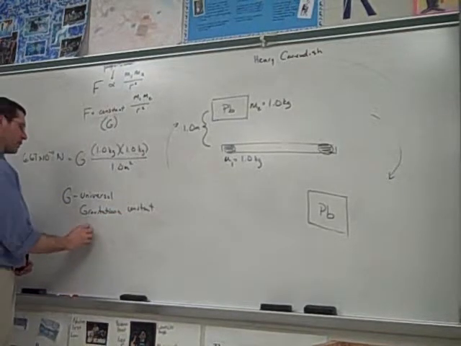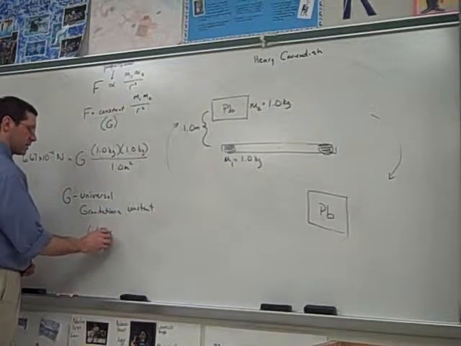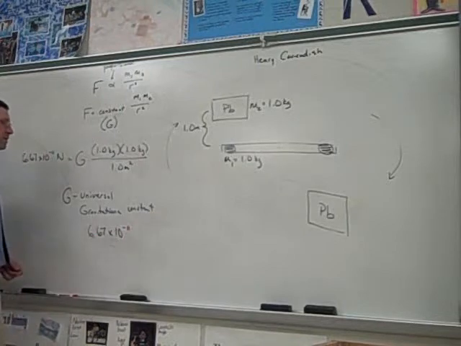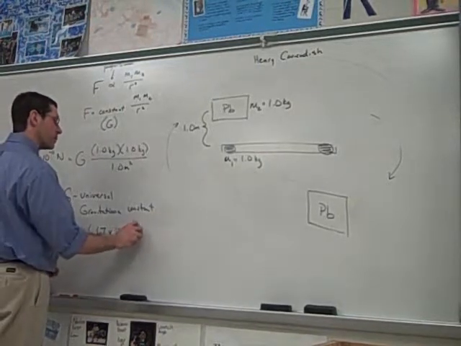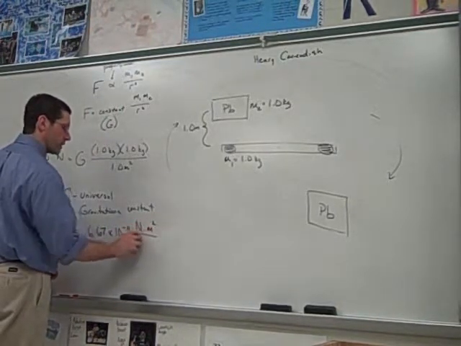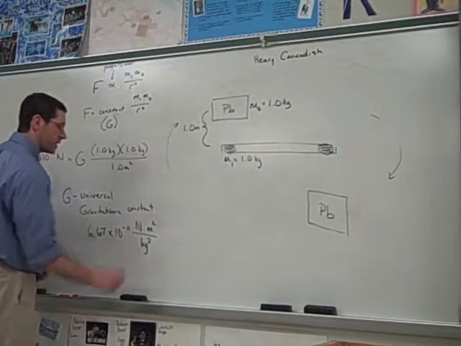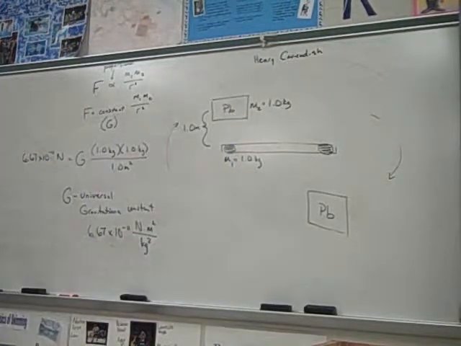And it has the value of 6.67 times 10 to the negative 11. And the units are newtons, meters squared over kilograms squared. So it's a proportionality constant. You could think of it as like the strength of gravity. So now, knowing this constant, you could calculate the gravitational force between any two masses.